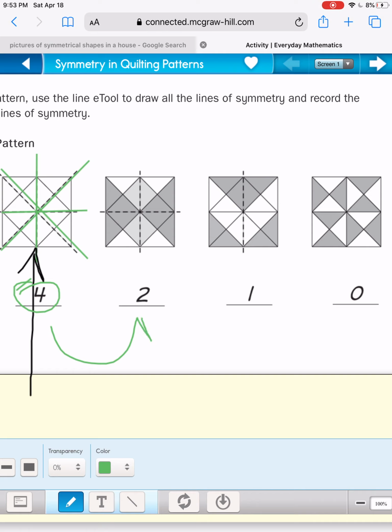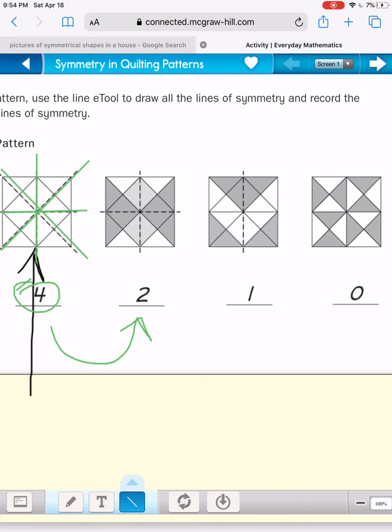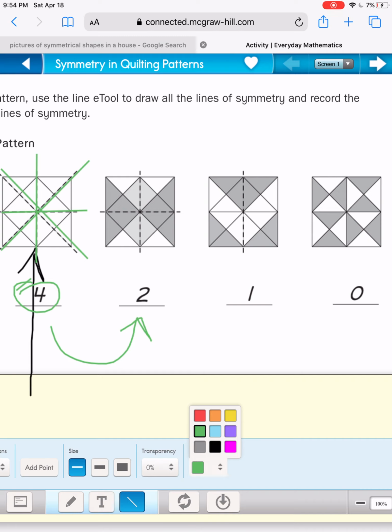Now, if we look over at this next picture, it's the same pattern, but now we see some dark gray shading and some light gray shading. And that deducts 2 lines of symmetry from our original picture. So now, with this drawing and shaded area, we only have 2 lines. So we have a vertical and a horizontal. Now, I want to show you why diagonals would not be considered a line of symmetry here.